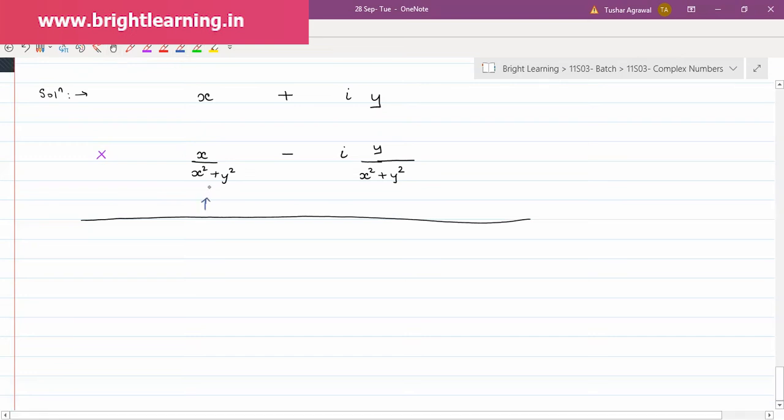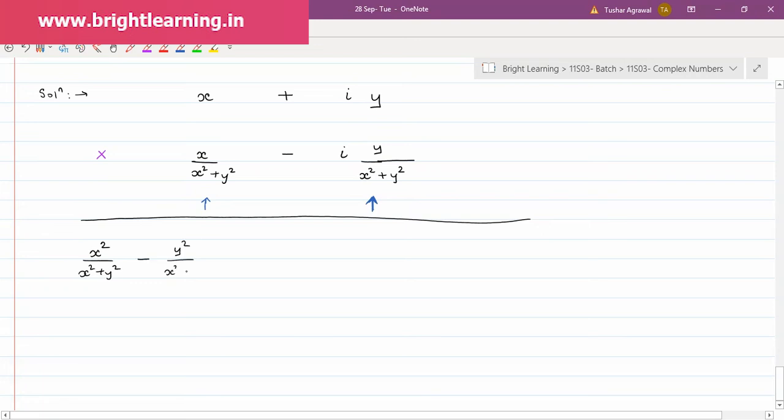These two reals will give me the answer as a real number. These two i's will cancel out, meaning the product will be i square, and then the answer will be -1. So what is the real part of the product? X multiplied by x upon x square plus y square. So is it x square upon x square plus y square? Yes or no?